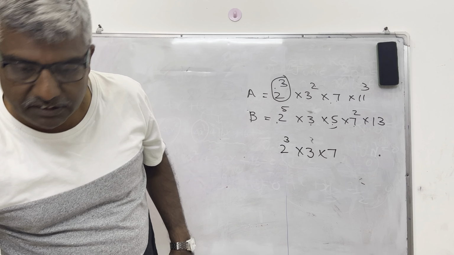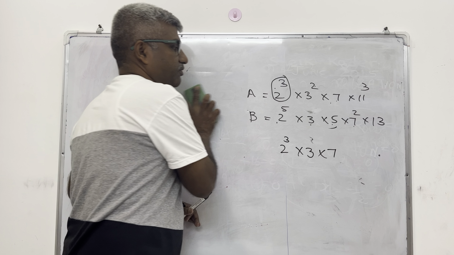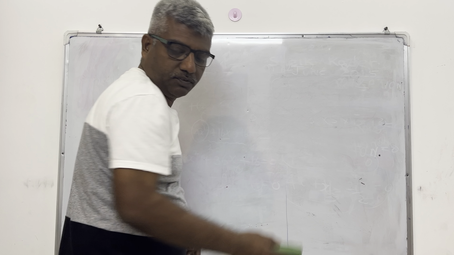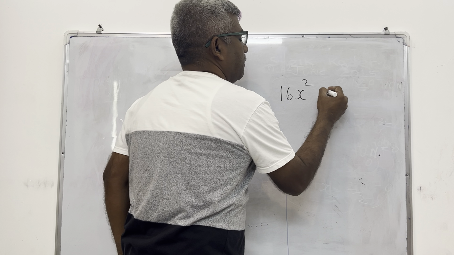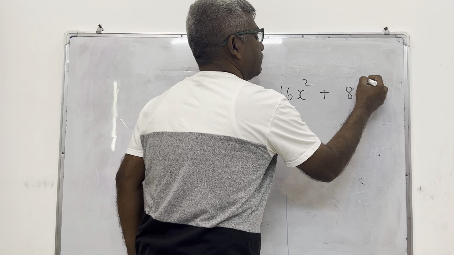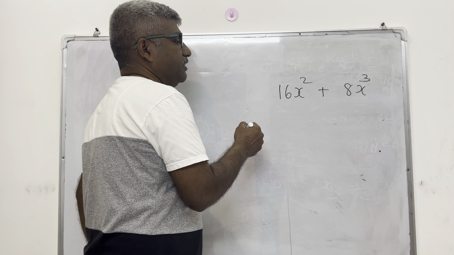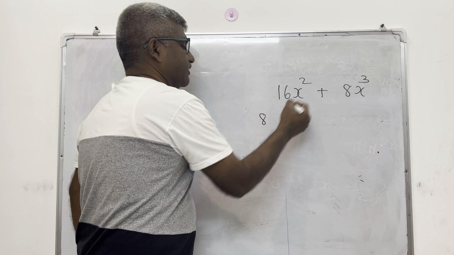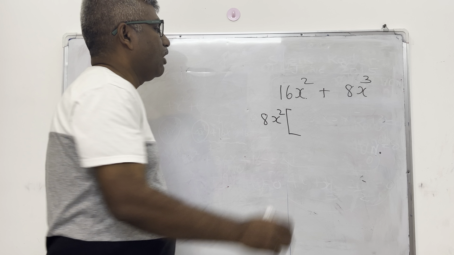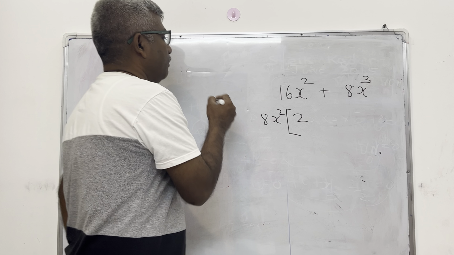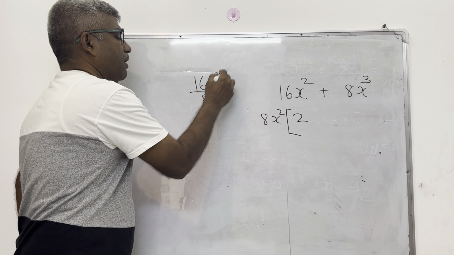Now we will dive into sums. Please copy down how to do it. For example, 16x squared plus 8x cube. How to take it out? The greatest common factor is 8x squared. Take out. Here what will be there? How to find? Just put 16x squared over 8x squared. What will happen? It will cancel.